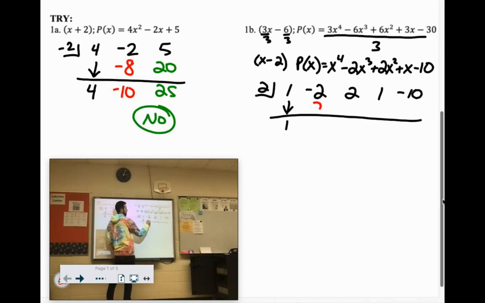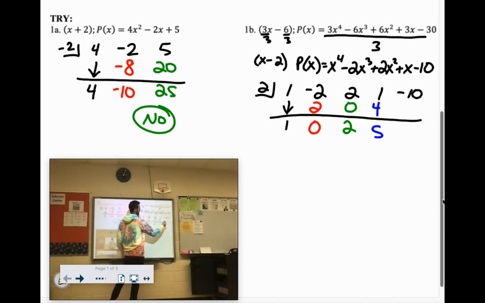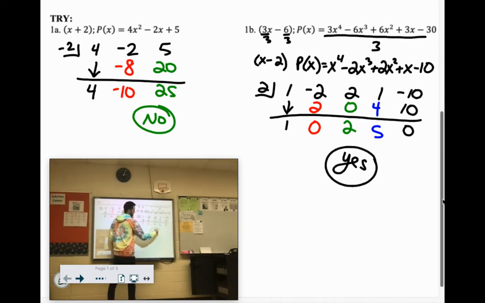2 times 1 is 2. This gives us 0. 2 times 0 is 0. Plus 2 is 2. 2 times 2 is 4. Plus 1 is 5. 2 times 5 is 10. Plus negative 10 is 0. So yes, that would be a 0. Cool.